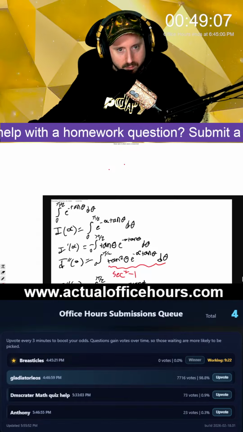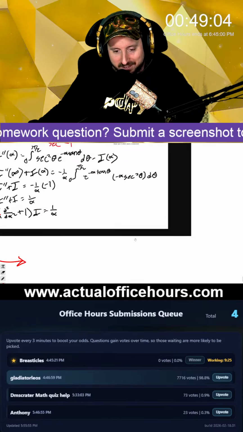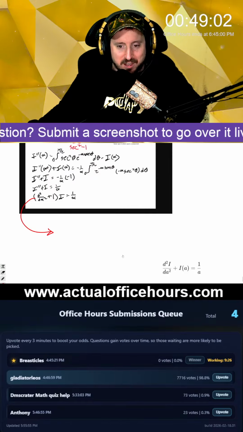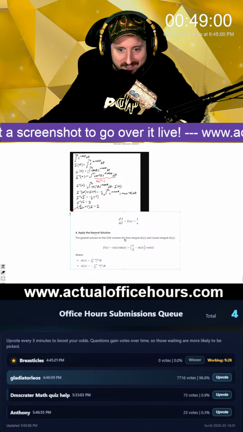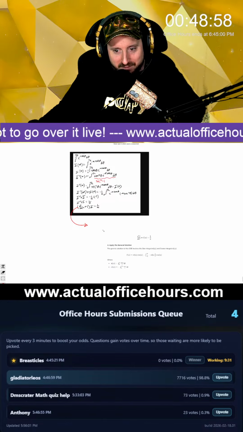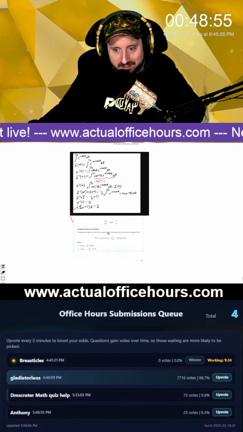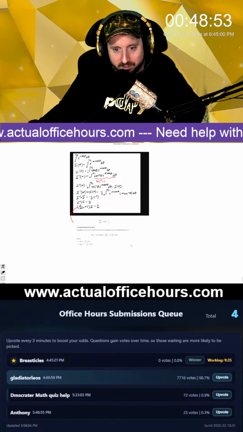This is what I hate about DiffyQ. It's just like, well, if it looks like this, then it's this. And you're just supposed to remember that. I know there's ways to derive it, right? There's all the different tricks.